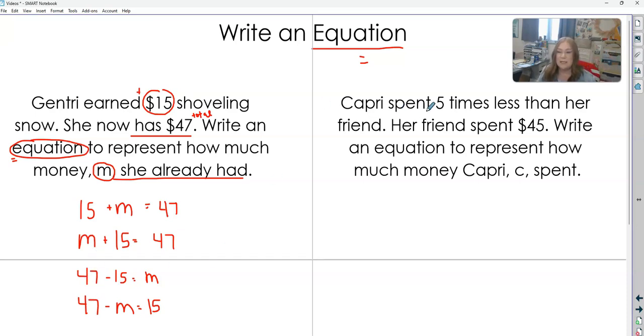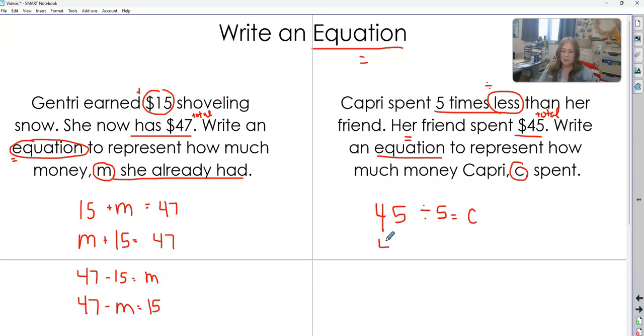Okay, last one says Capri spent 5 times less. So 5 times, so right, but less, we're going to be dividing by 5 than her friend. This friend spent 45. Write an equation, so we need an equal sign in there, to represent how much money Capri C spent. So let's start with our total here. So we have a total of 45. And I need 5 times less than that. So we're going to divide by 5, and that's going to equal Capri.